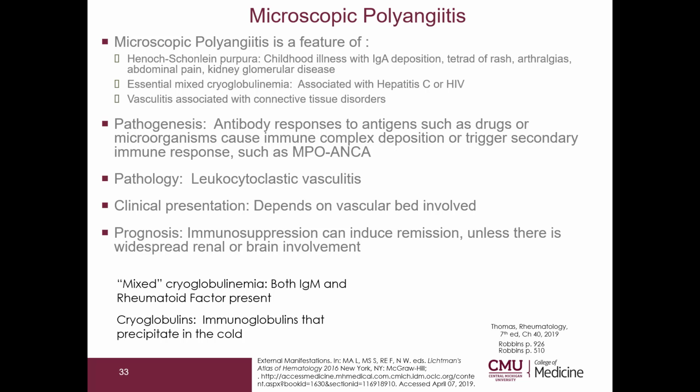The pathogenesis is an antibody response to antigens such as drugs or microorganisms which cause immune complex deposition or trigger secondary immune response, such as MPO-ANCA. The pathology is generally referred to as leukocytoclastic vasculitis. The clinical presentation will depend on which vascular bed is involved. Immunosuppression can induce remission unless there is widespread renal or brain involvement.